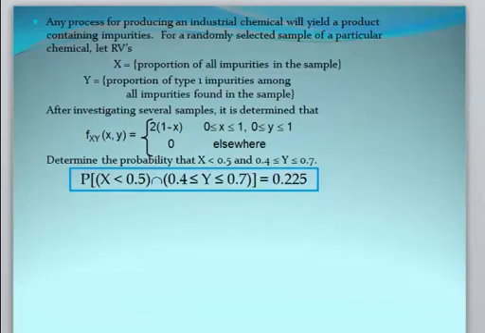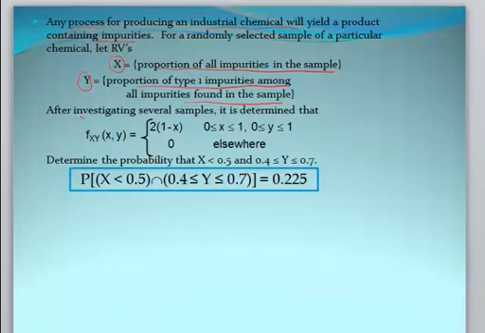Now let's take an example here. This one says any process for producing an industrial chemical will yield a product that has impurities. So for a randomly selected sample of a particular chemical, we're going to let the random variable x be the proportion of all the impurities in the sample, and y will be the proportion of type 1 impurities among all impurities found in the sample. So we've got an x and we've got a y.